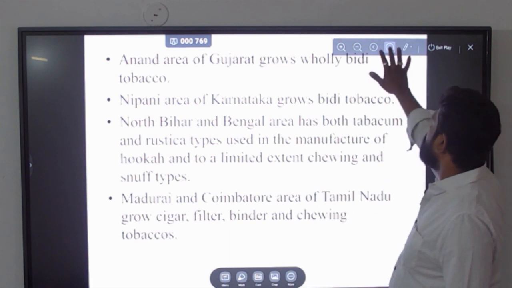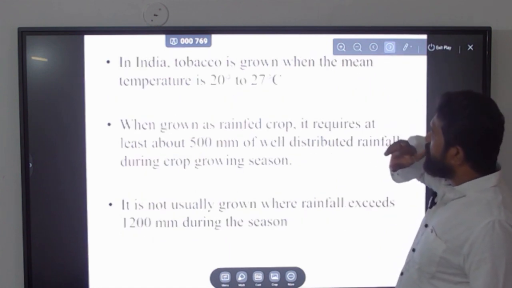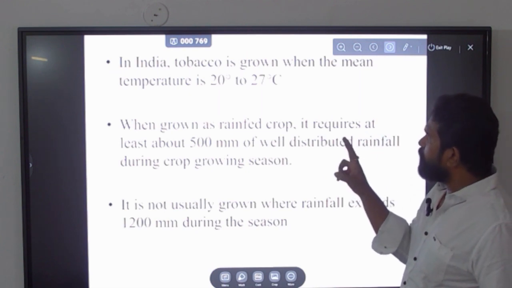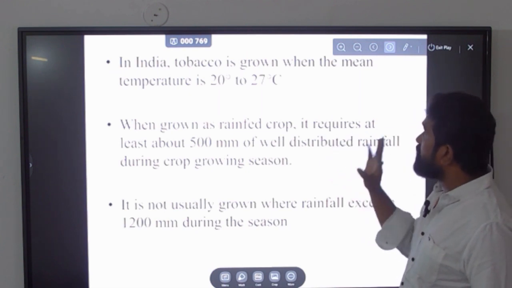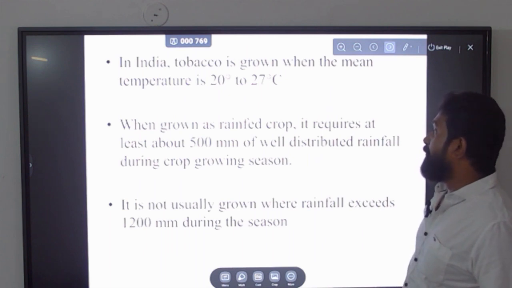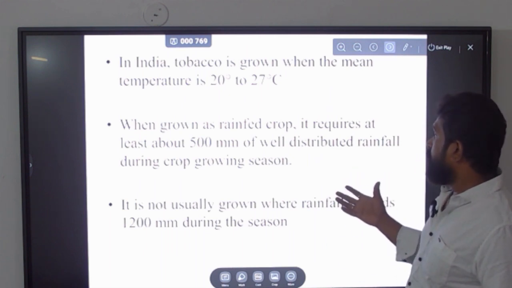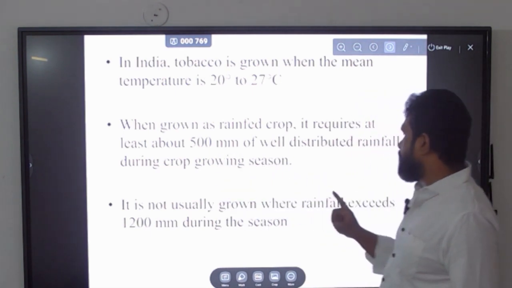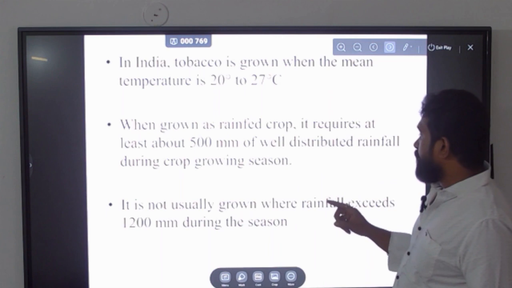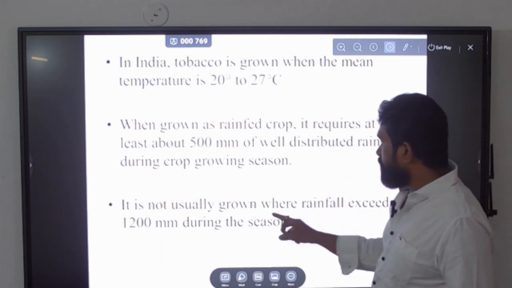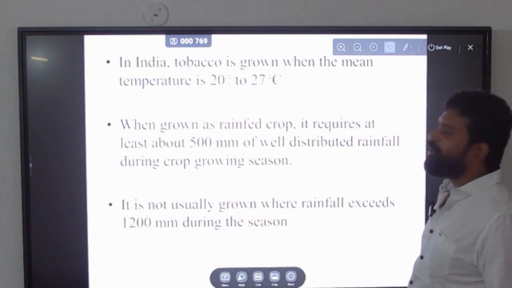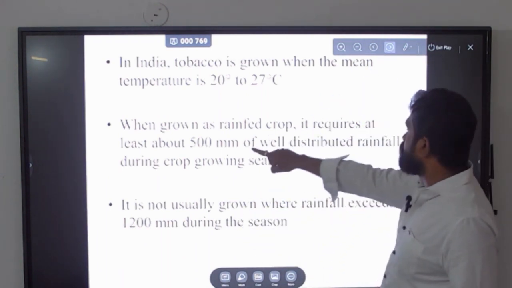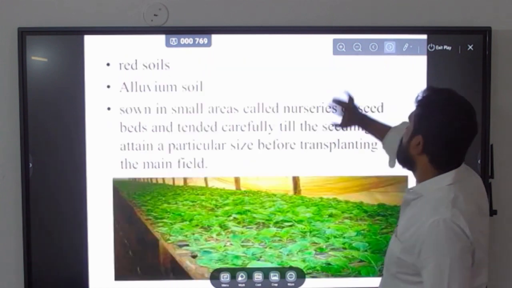Now, if you see tobacco, the mean temperature should be 20 degrees Celsius to 27 degrees Celsius, and the rainfall should be well distributed, around 500 millimeter. But there is one thing: the rainfall should not be more than 1200 millimeter during the season. If it is, then we have a problem with the tobacco. So we need only 500 millimeter of rainfall.